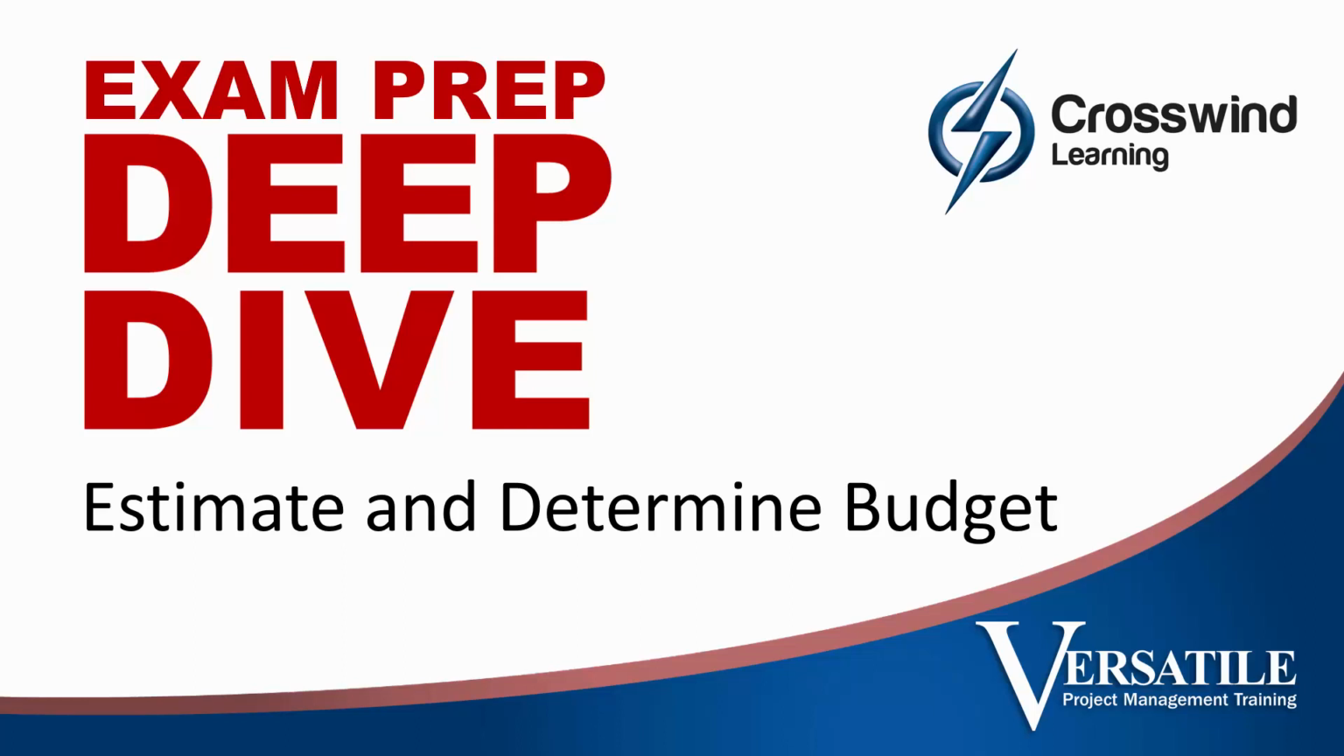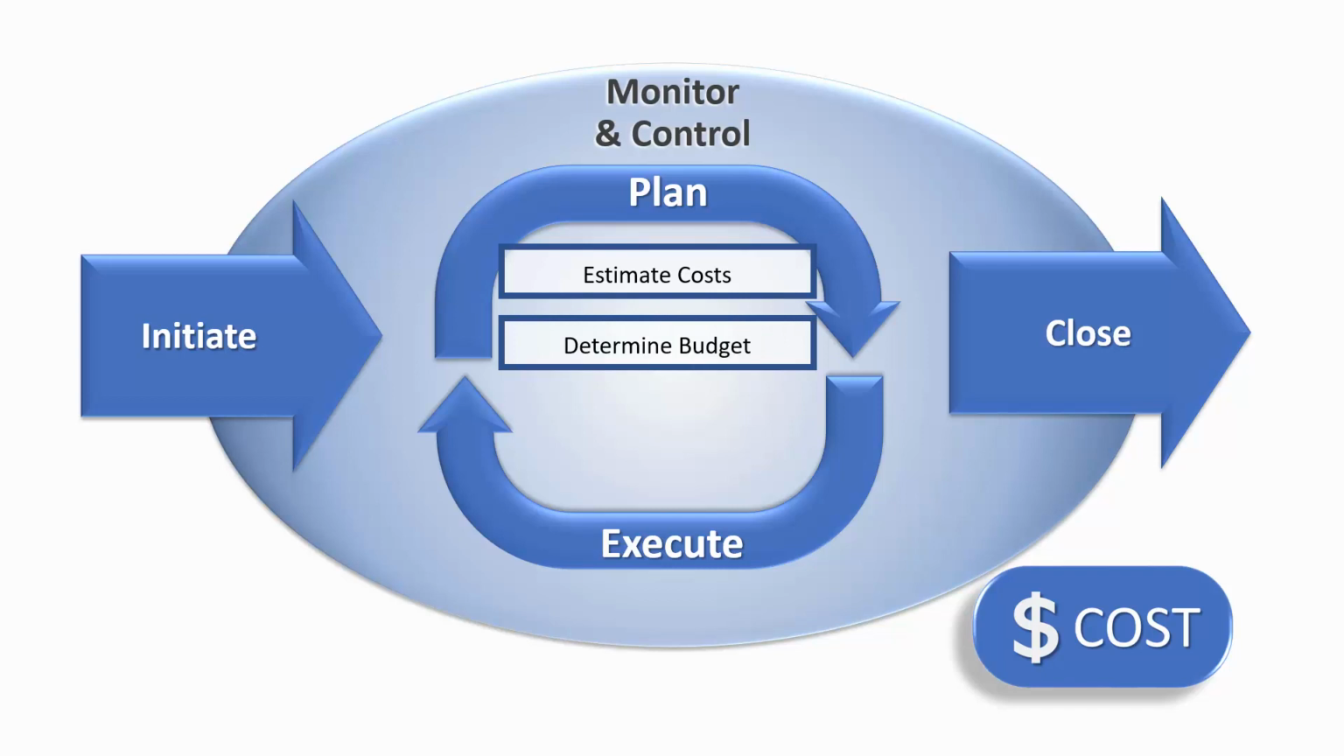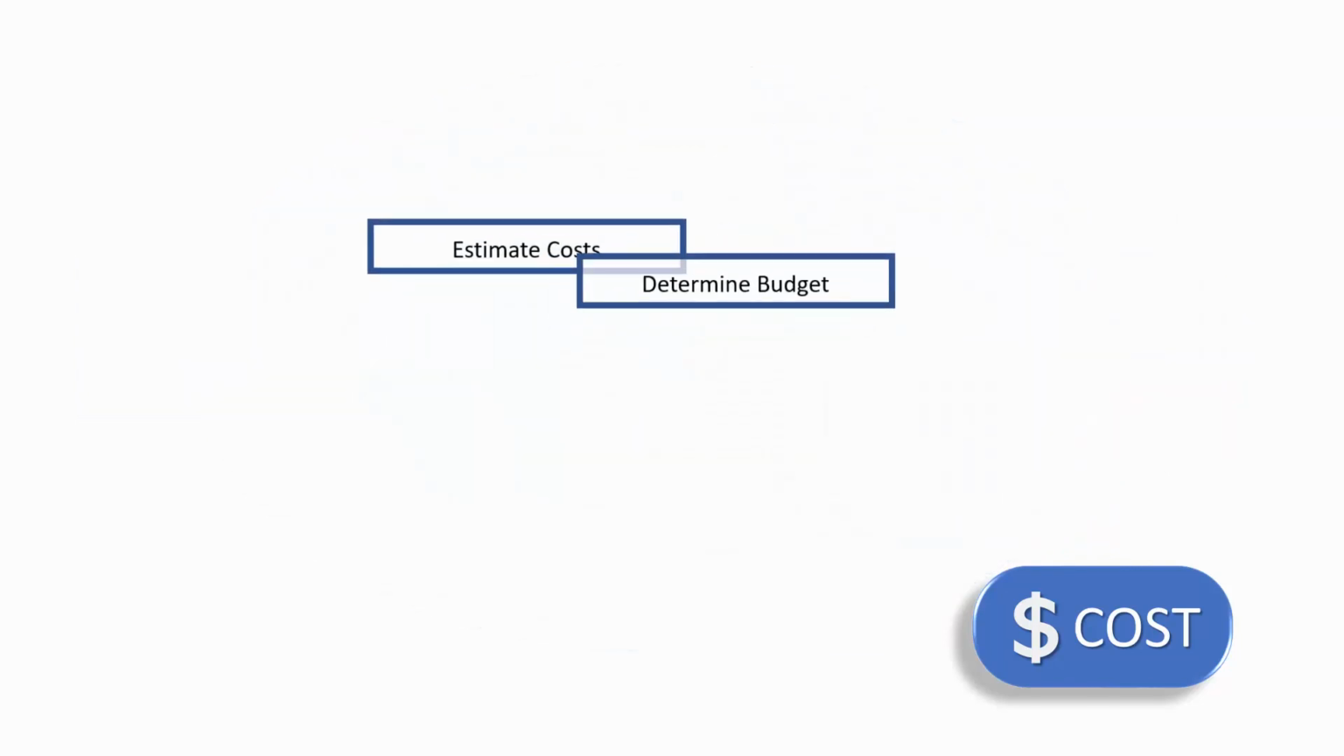Two processes for estimating costs and establishing the budget baseline build on previous topics. These two processes are both within the plan process group. Estimate costs is the detailed work of creating many cost estimates for all the pieces of the project. Determine budget assembles all the pieces into an overall project cost performance target.